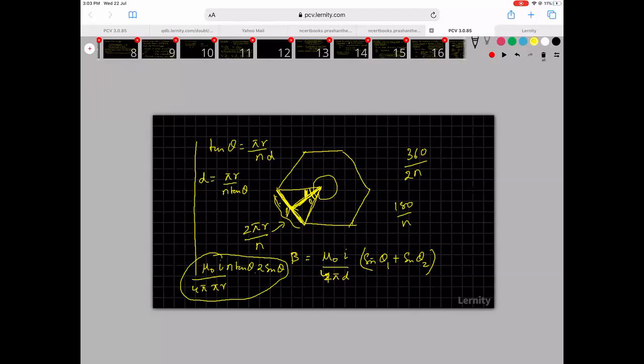So we will arrange it: mu naught n I by 4. So 2 is there, so I'll cut 1, 2, 2 pi square r. Then it will become sine squared theta by cos theta. So that is going to be your answer.